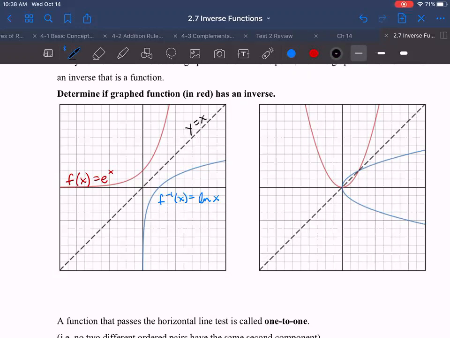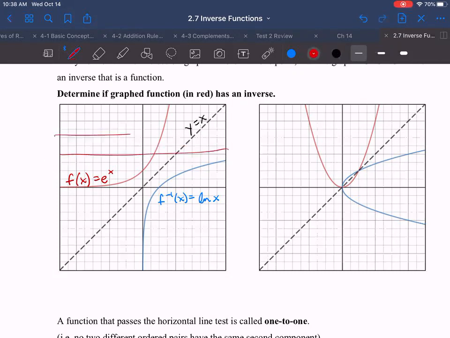And if you notice, they are like mirror images of each other. If we folded along that dotted line of y equals x, they would line up right on top of each other. And so if you want to know if a function has an inverse function, not just an inverse, but an actual inverse function, then what we can do is check the original function using the horizontal line test.